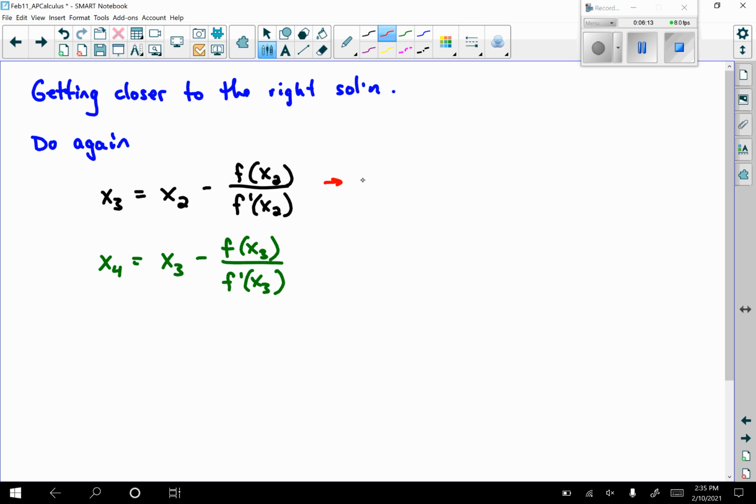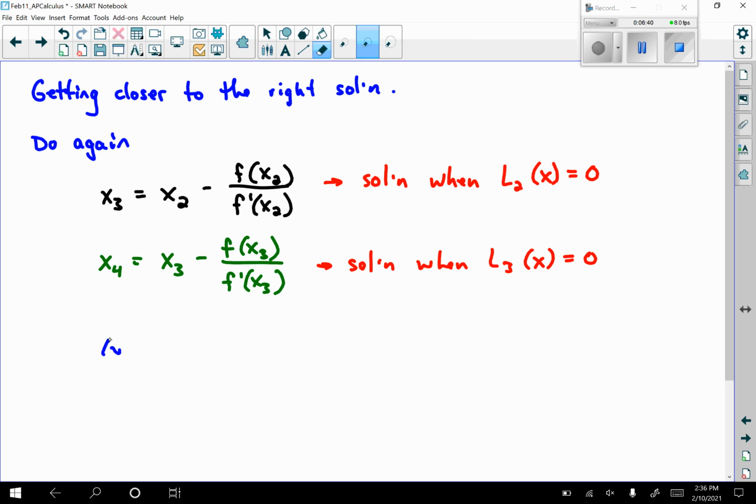So again, just to repeat, this is the solution when L sub 2 of x is equal to 0. That's our second tangent line that we drew in where that crosses the x-axis. And this is the solution when L sub 3 of x is equal to 0. That's our third tangent line, and it's moving closer and closer to the actual solution. So eventually, x, we say, will converge or approach a solution.